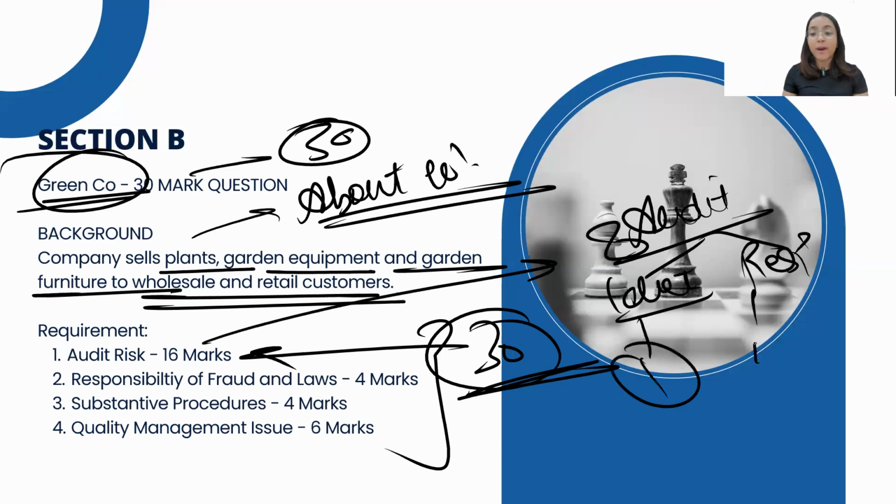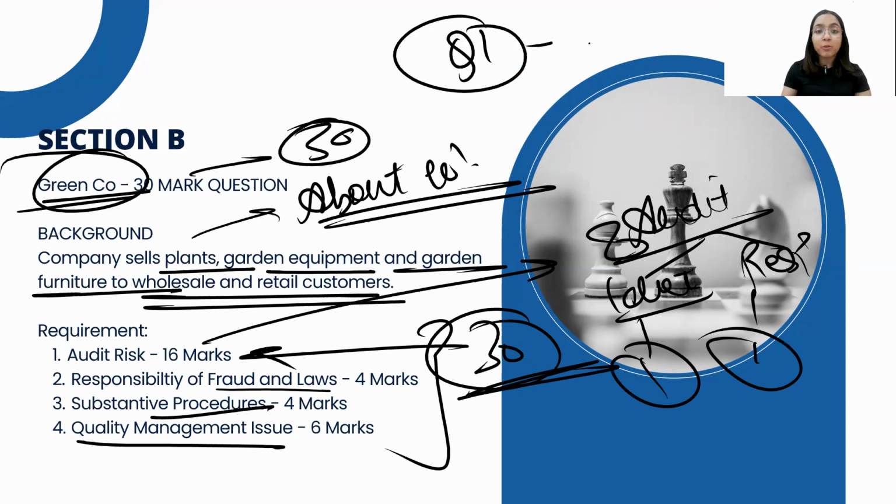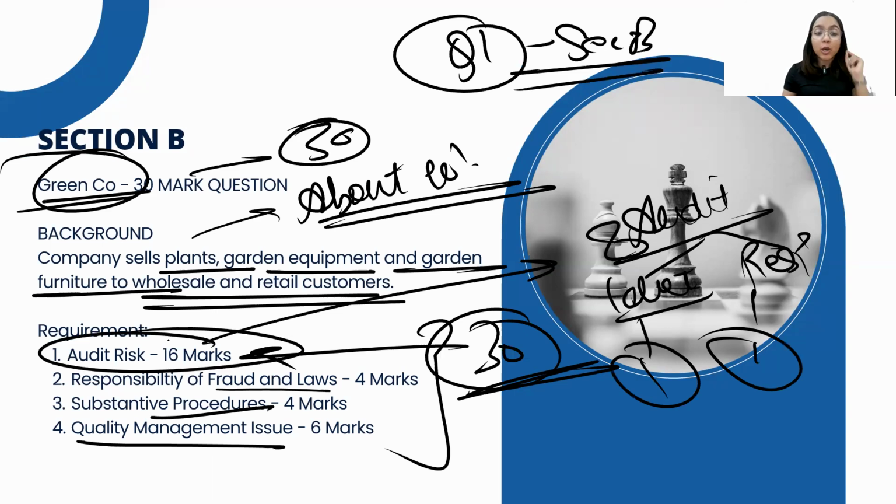So 1 mark for this and 1 mark for this, 16 marks. Responsibility of fraud and loss, auditor's responsibility, substantive procedure and quality management issues. Do you see one thing: in question number 1 of section B, though the majority of marks was for the audit risk, other topics also came with equal importance, making it 4 and 6, that was for 10 marks.